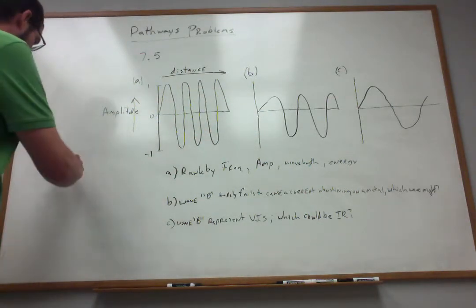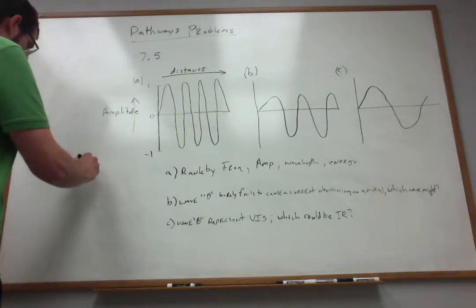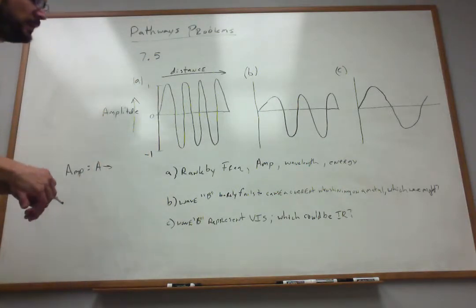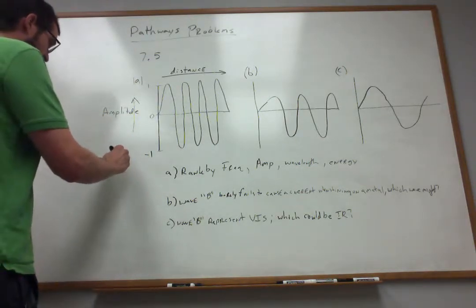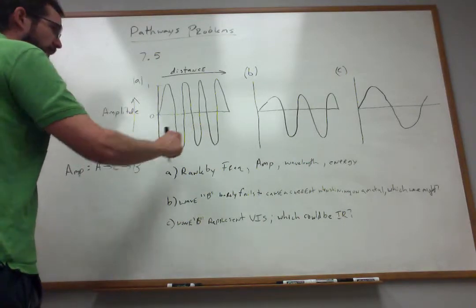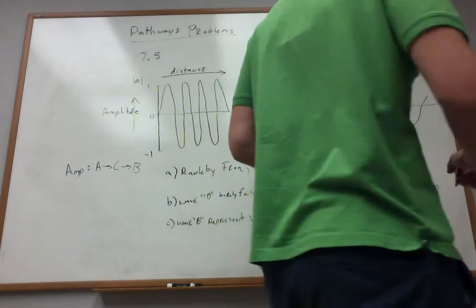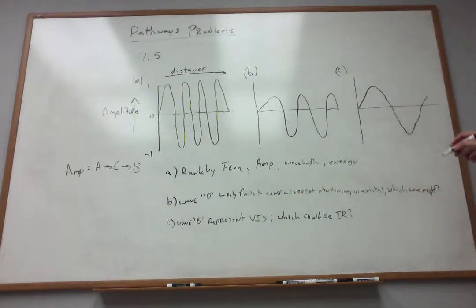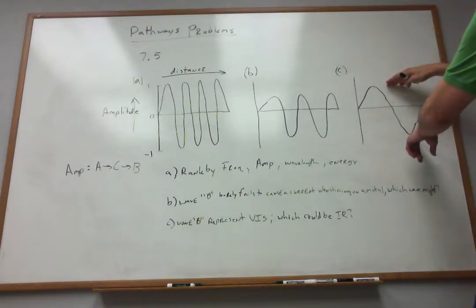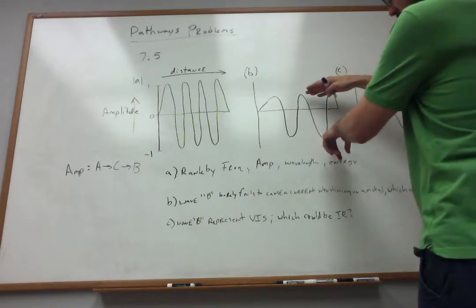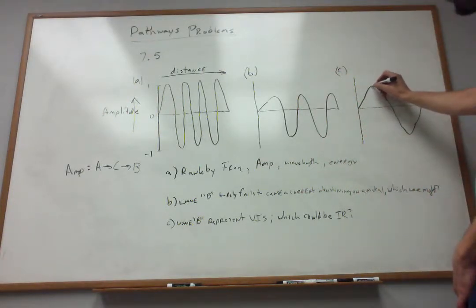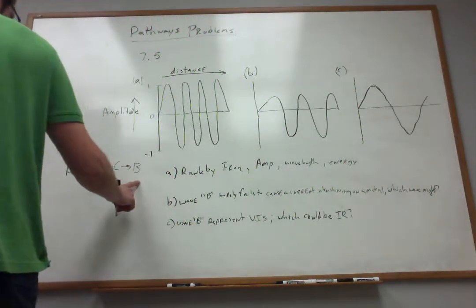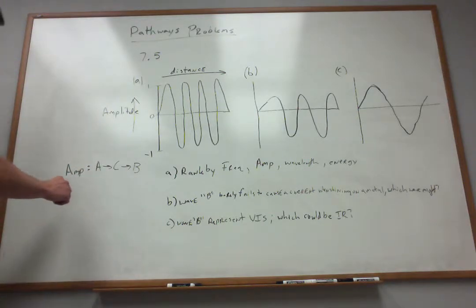So if I'm ranking by amplitude, first would be wave A, because it's the largest from peak to trough. After that, it looks to me in my drawing on the board that C comes next. I wish I was a little more careful with my drawing, but the peak to trough here is a little bigger than it is here. It looks like it comes up a little higher and down a little lower. So I might rank C next in amplitude, and then lastly, B.